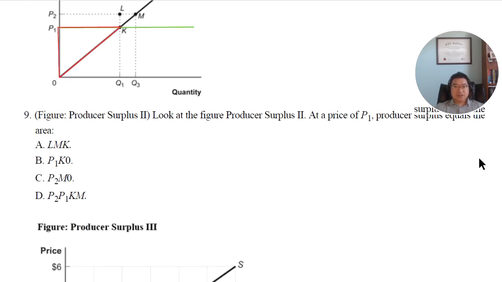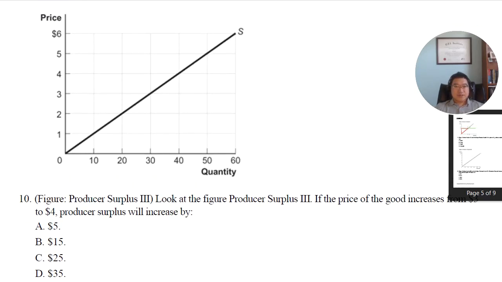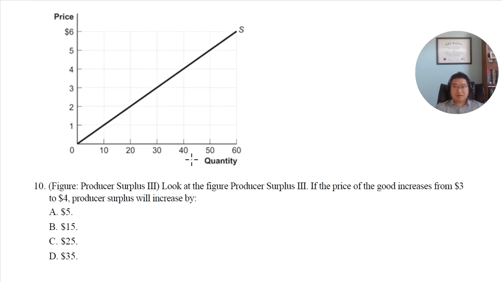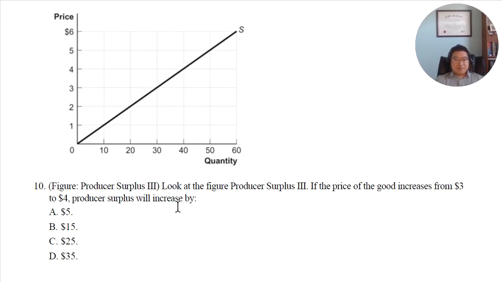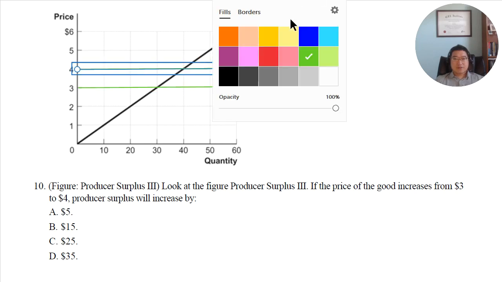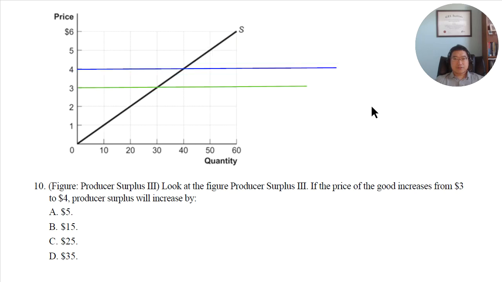Okay, let's look at question 10. Let's see whether we can contain the whole picture. Yep, we are almost there. Very good. You can do slightly better in terms of coverage of the picture. Okay, question 10. Look at the figure, producer surplus 3. If the price of the good increases from $3 to $4, so $3 is here and $4 is here. I can make this one a different color, from green to blue. Producer surplus will increase by how much?